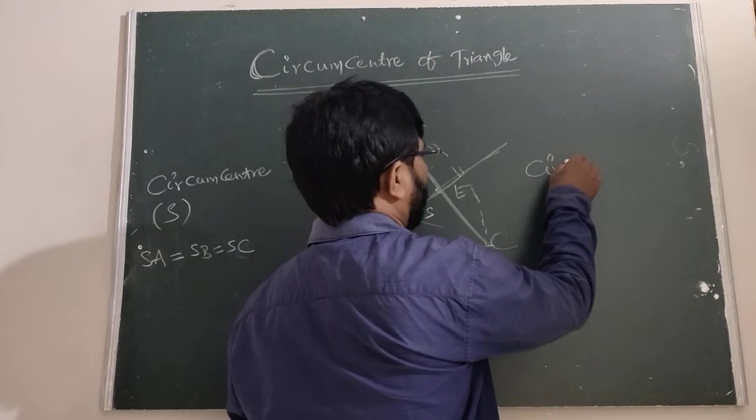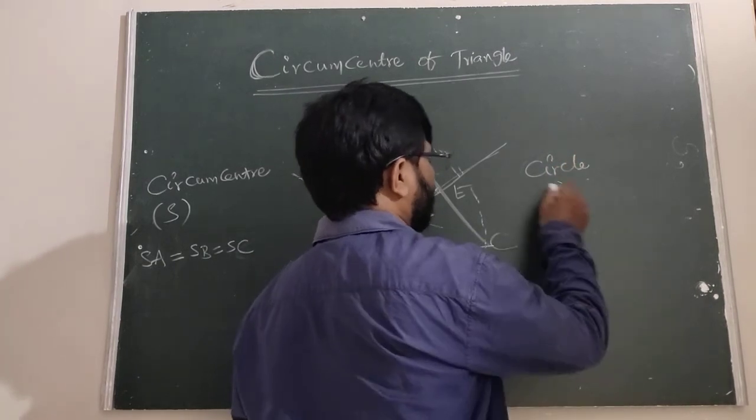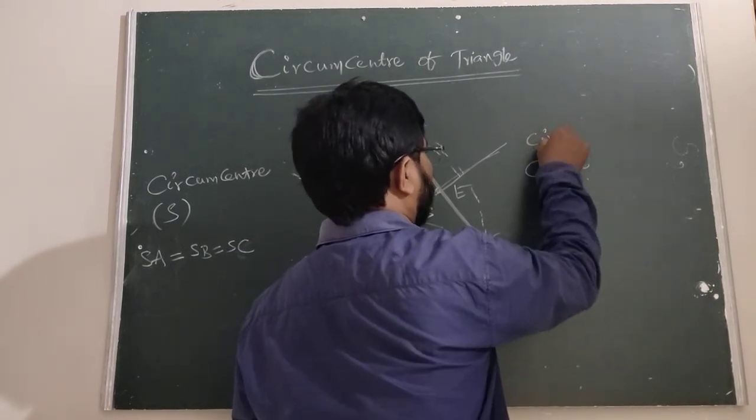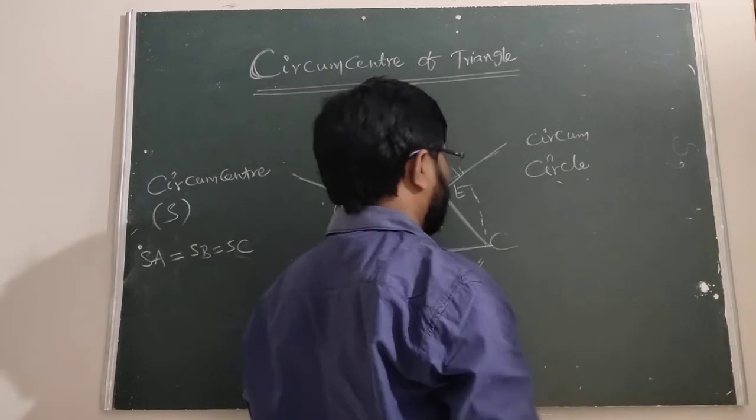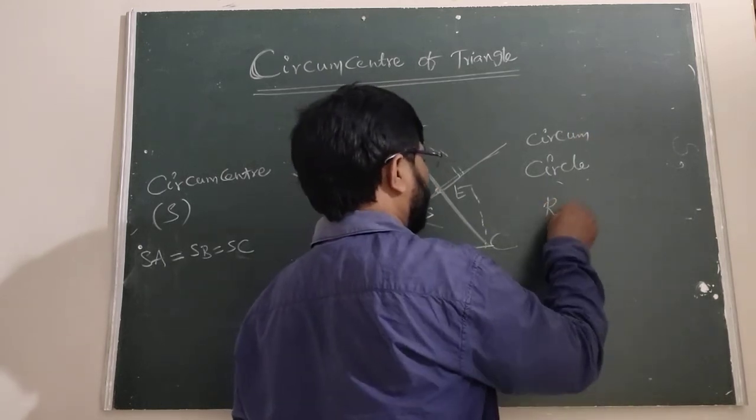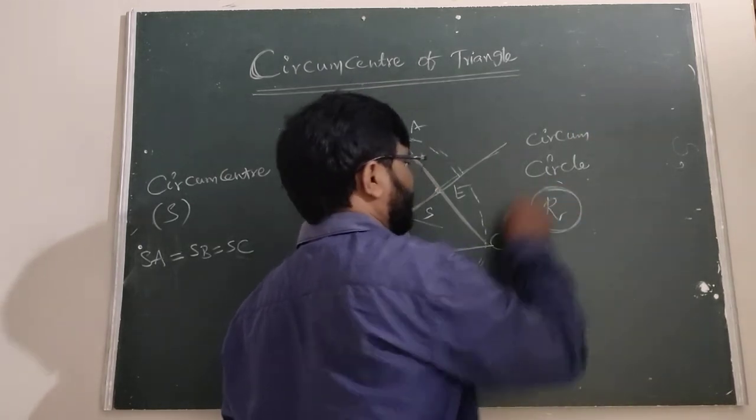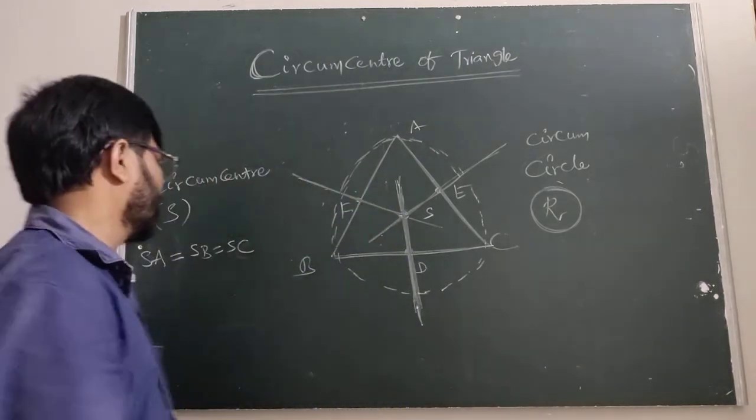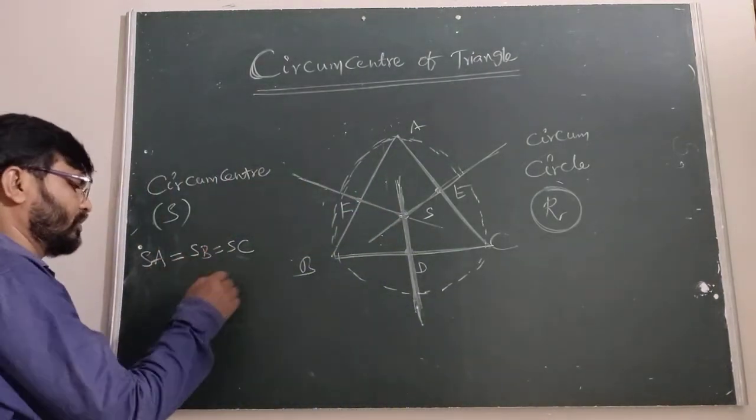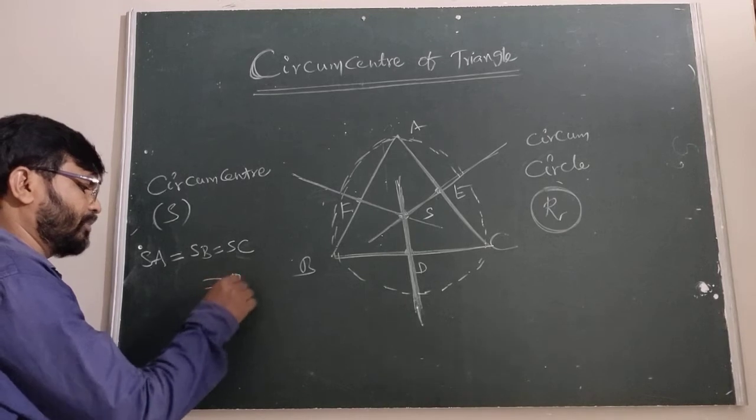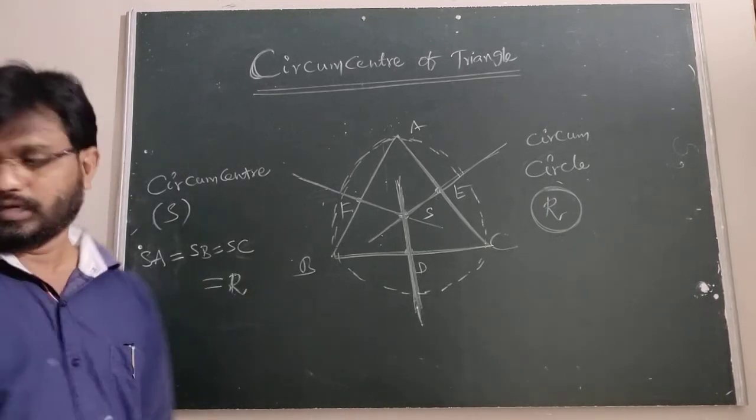The radius of the circumcircle is denoted by R. The circumradius is denoted by R. That means SA equals SB equals SC equals capital R.